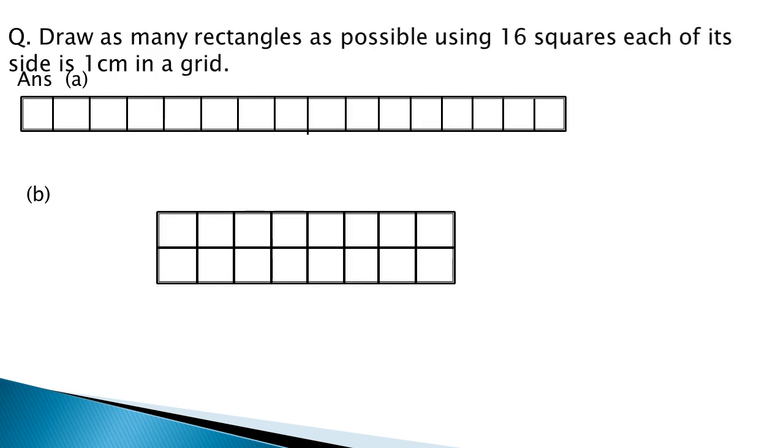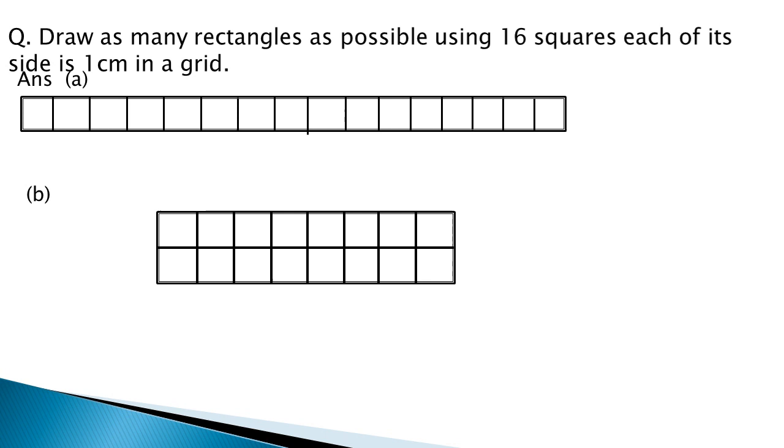In this slide, you can see a question here. Draw as many rectangles as possible using 16 squares, each of whose side is 1 centimeter, in a grid. So let us first try to understand the question. We have to draw rectangles, right? But in the rectangles, we have to draw 16 squares. Remember, we have to draw such a rectangle in which we can draw 16 squares. Now you can draw in different ways. How many ways, we are going to see. Now let us see the answer.